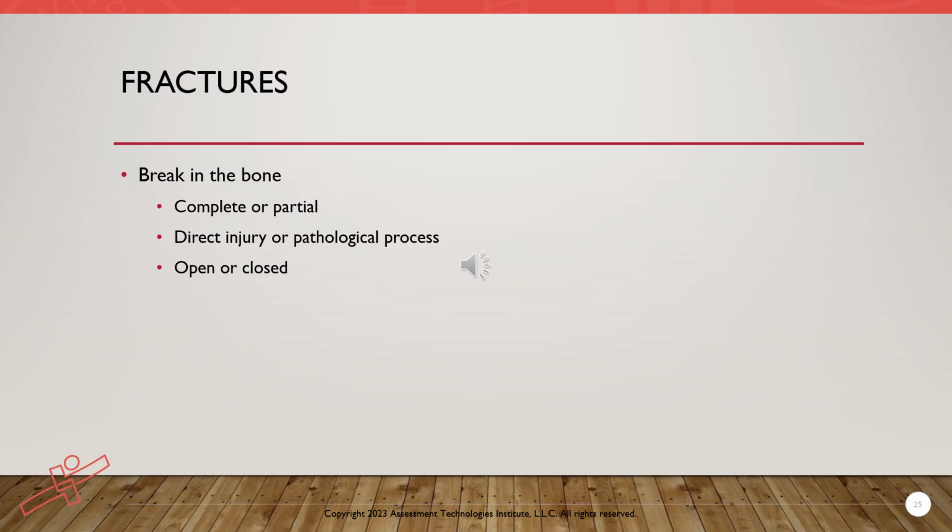Delayed union or non-union: this is where the bone takes longer to heal or fails to heal completely. Deep vein thrombosis, related to the immobility after a fracture. Monitor for swelling, warmth, and pain in extremities. Treatment of fractures depends on the severity and the type of fracture.